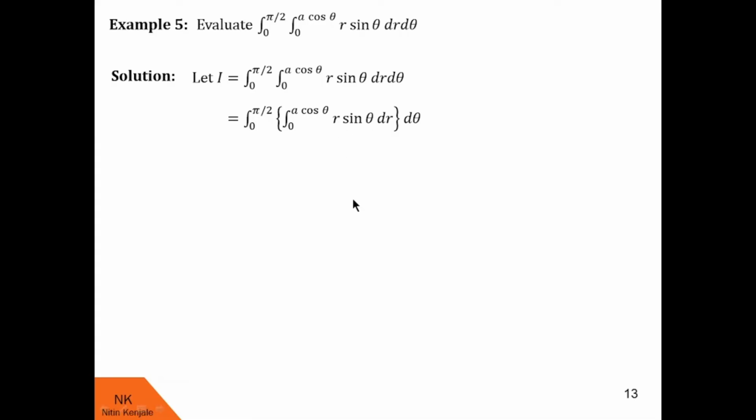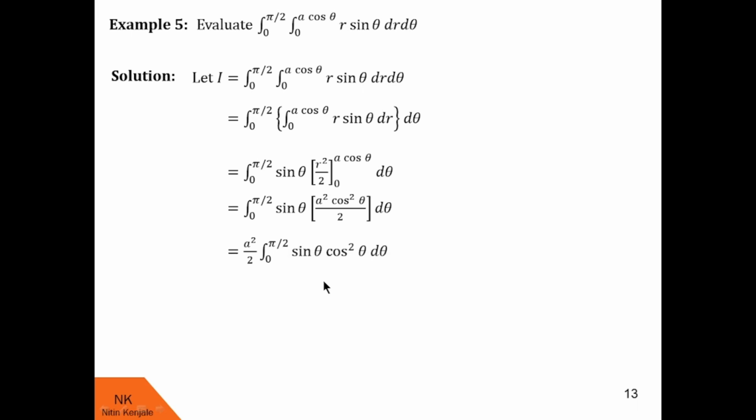Integral of r is r square by 2 over the limit 0 to a cos theta. Now let us substitute these limits in r. So we have sine theta as it is. This becomes a square cos square theta upon 2 minus 0. I neglected to write that 0. Then this a square by 2 is constant. We can take it out.